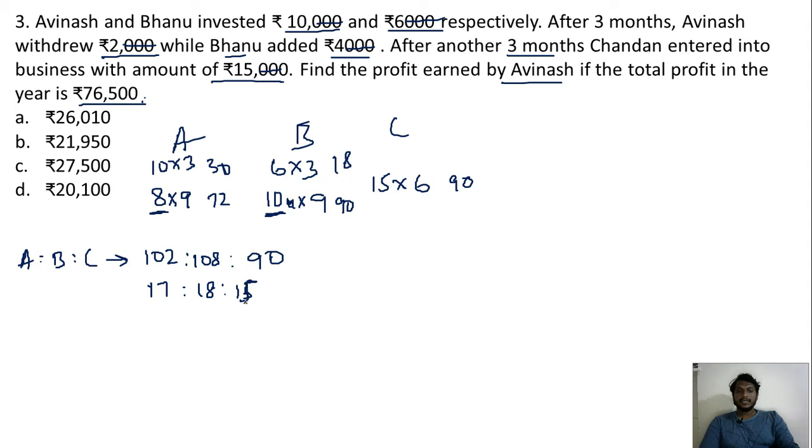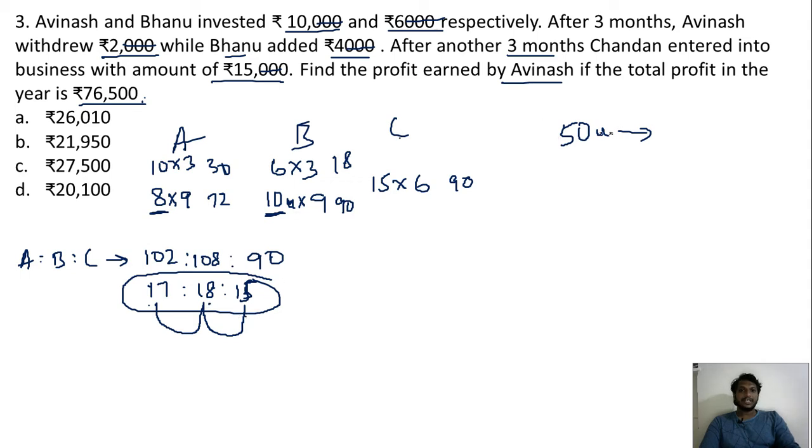So the profit will be distributed in this ratio only. Now here 17 plus 18 is 35 and 35 plus 15 is 50. So total 50 units of profit is distributed among themselves. Avinash takes 17 units, Banu takes 18 units and Chandan takes 15 units.